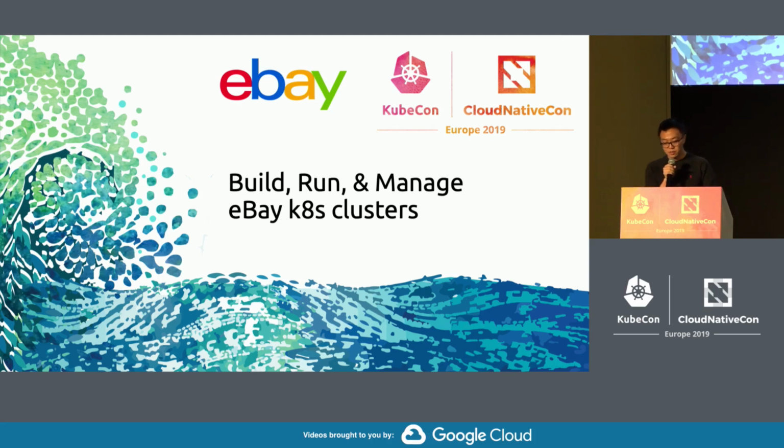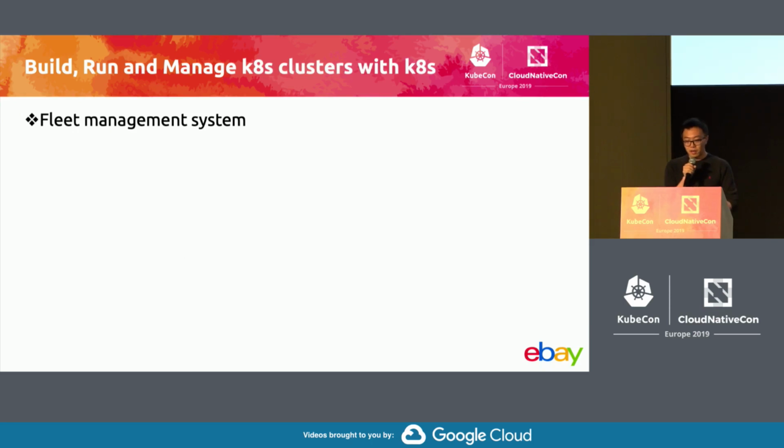So now after getting some idea on eBay's Kubernetes footprints, you might wonder, how did we get there? And the short answer is we use Kubernetes itself to make it all happen. As most of you know, Kubernetes is a declarative, API-centric, and portable system. It can be used to do so many different things in different ways. We use it to build our private cloud that runs Kubernetes, and that's our fleet management system.